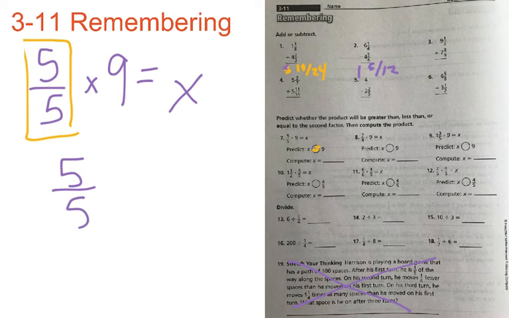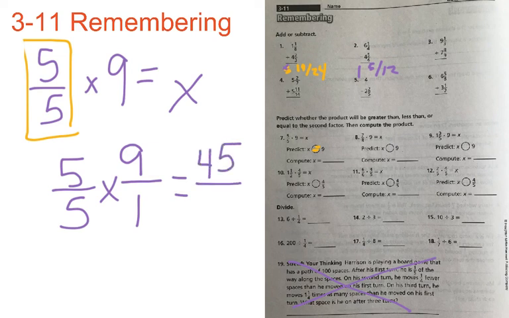5 over 5 times 9, which 9 written as a fraction is 9 over 1, is equal to 5 times 9 is equal to 45, and 5 times 1 is equal to 5. I can see I'm left with an improper fraction because the numerator is larger than the denominator. 5 can go into 45 9 times. And so I can write down 9 for my answer. X is equal to 9. And I can see that my prediction was correct.